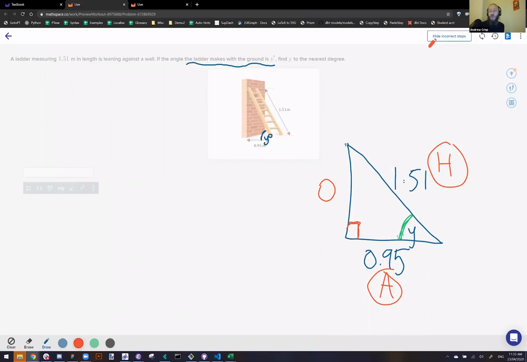So I can now write the equation: cos y equals the adjacent, 0.95, divided by the hypotenuse, 1.51.